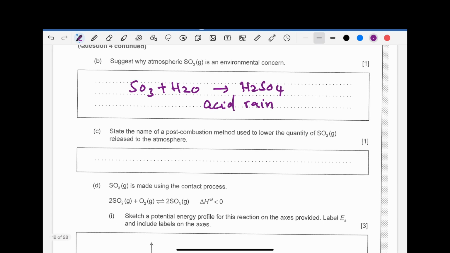Okay. So the next question is: state the name of the post-combustion method used to lower the quantity of SO3 released to the atmosphere. So we're looking for post-combustion. The most commonly used method is flue gas desulfurization, in which we use compounds like calcium carbonate or calcium oxide. They neutralize sulfur oxides from the exhaust gases. So they react with sulfur dioxide.